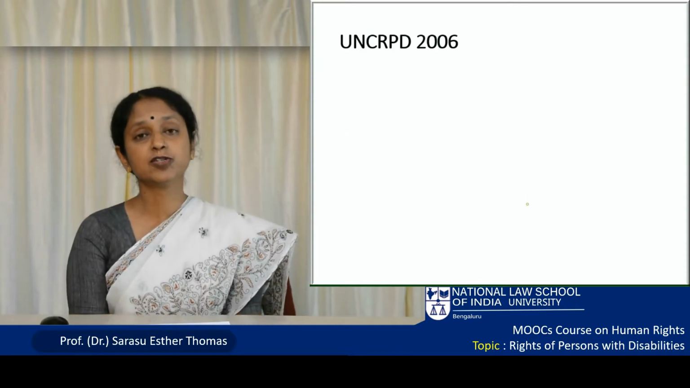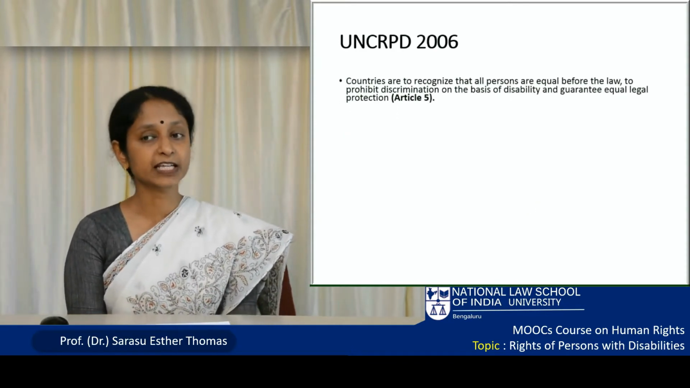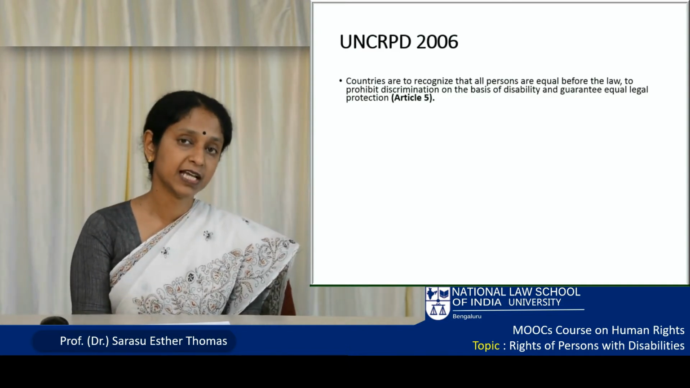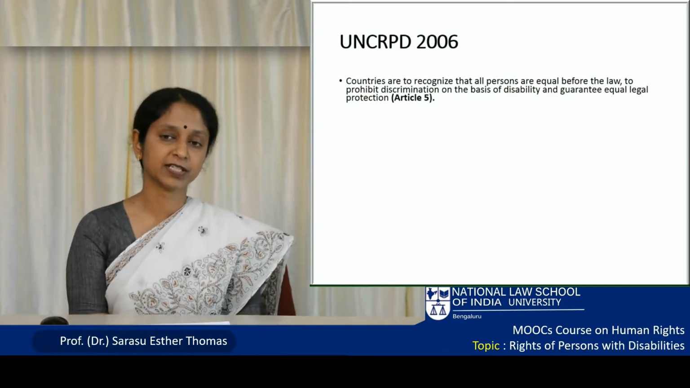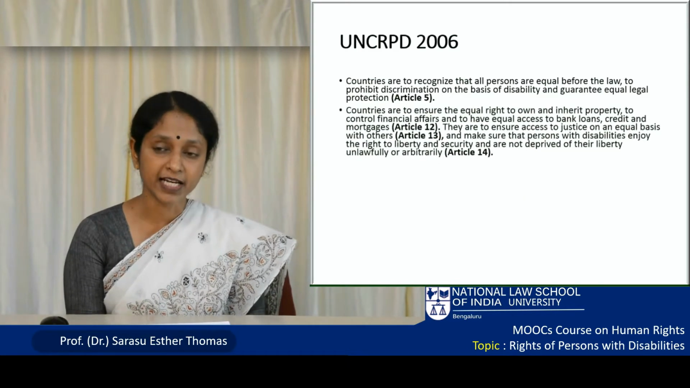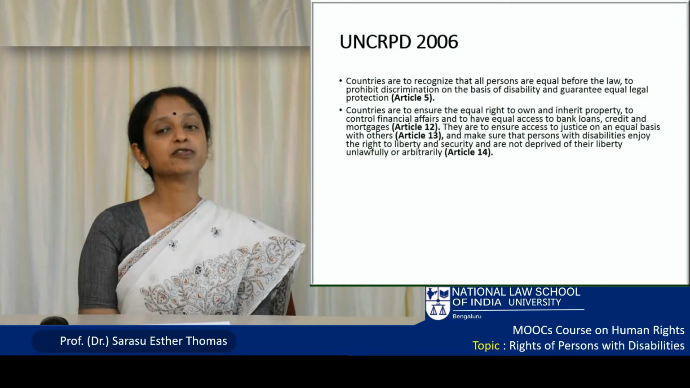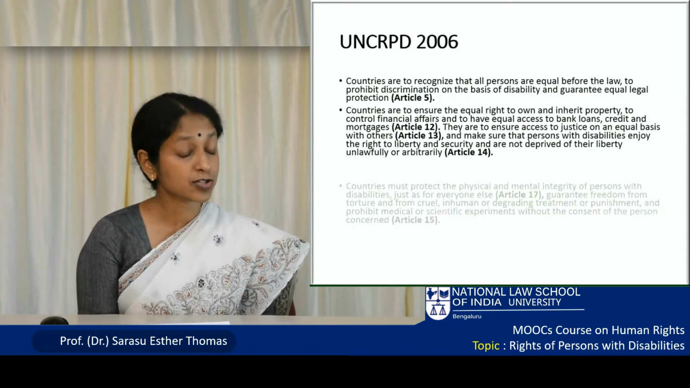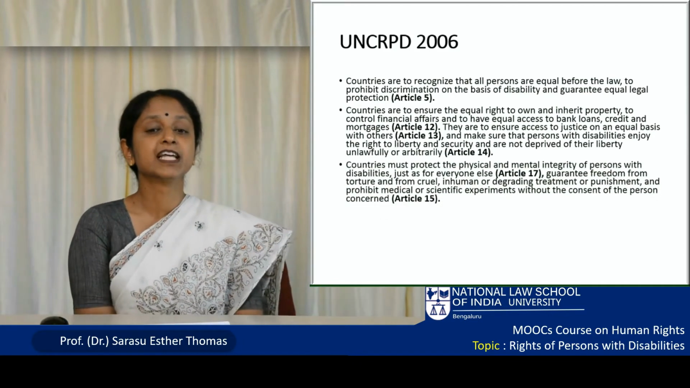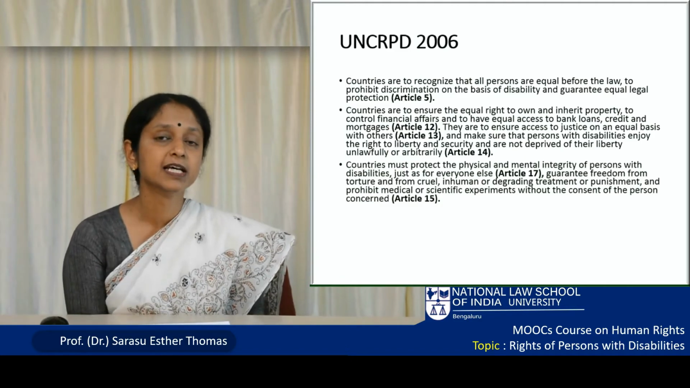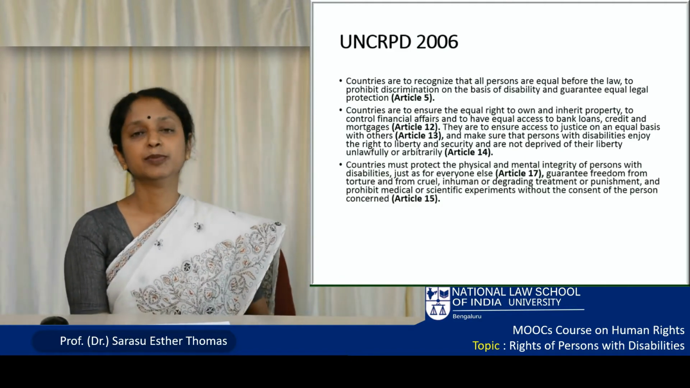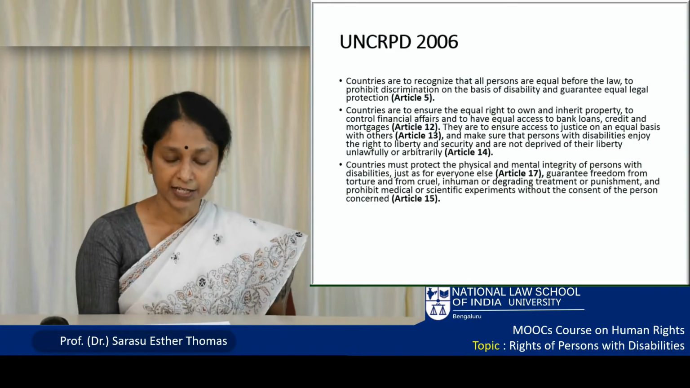So countries should also recognize that all persons are equal before the law, prohibit discrimination on the basis of disability, guarantee equal legal protection. They have to ensure that the right to inherit and own property, to control their own financial affairs, etc. should be available to all. They should also ensure the physical and mental integrity of persons, to guarantee freedom from torture, from cruelty, inhuman or degrading treatment, and so on.